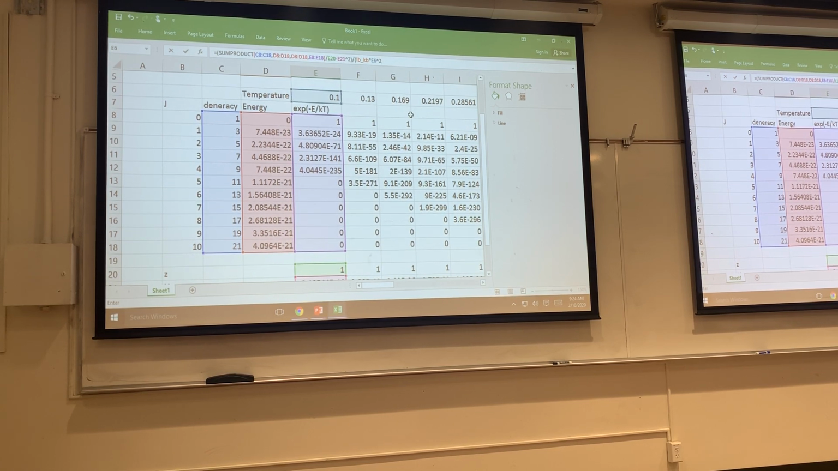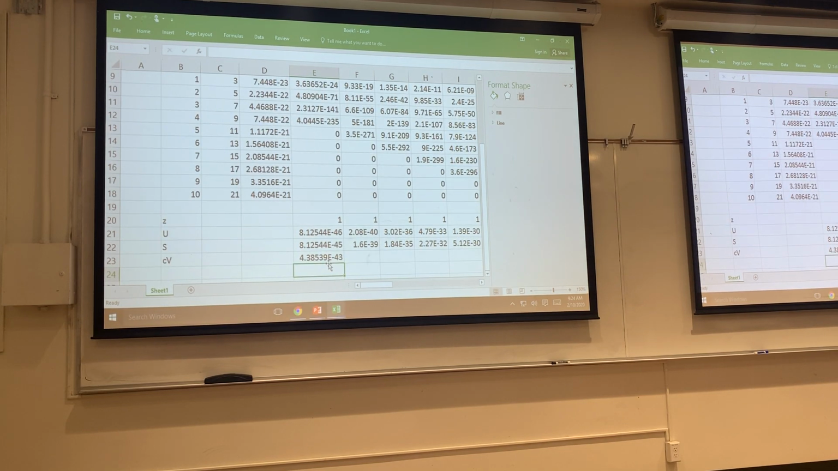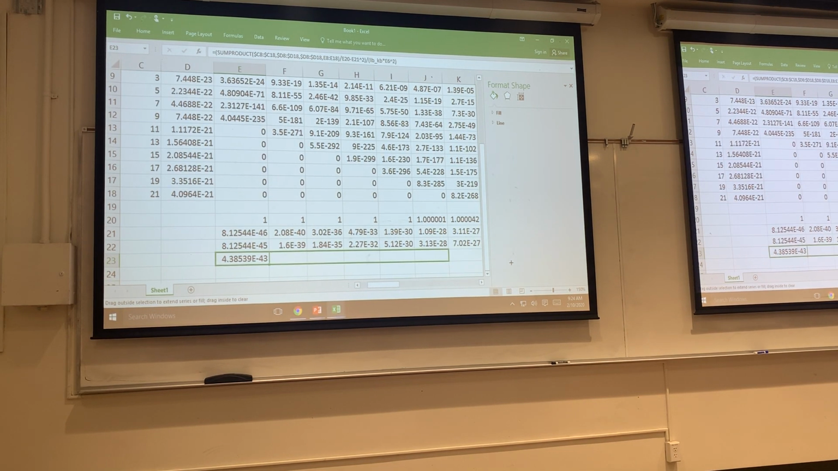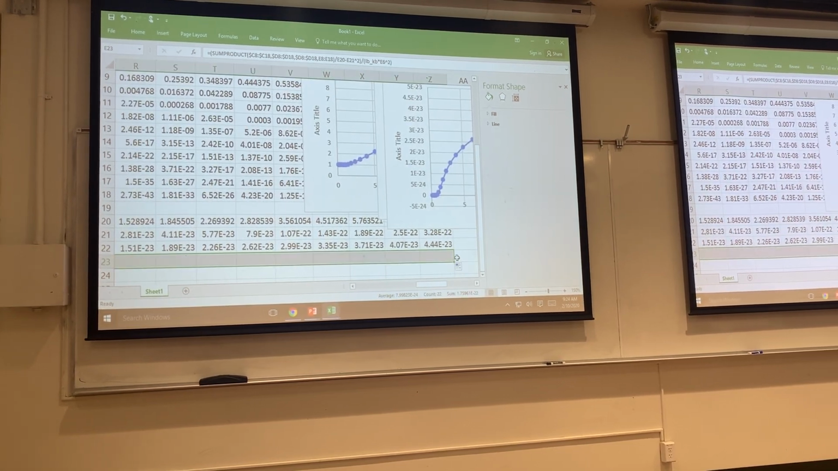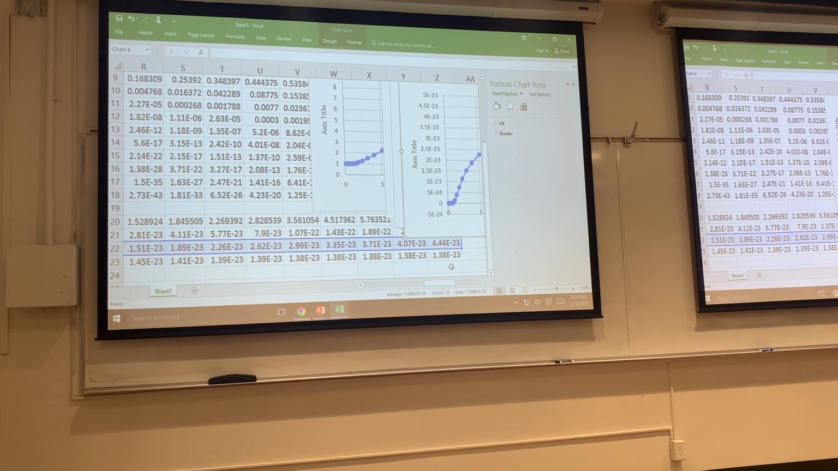And that should be fine, except that, of course, I need to protect the degeneracy here, and I need to protect the energy here, and I need to protect the energy again over here. Okay, so I have my heat capacity. Okay, that's my heat capacity. And I can plot that, of course, again.